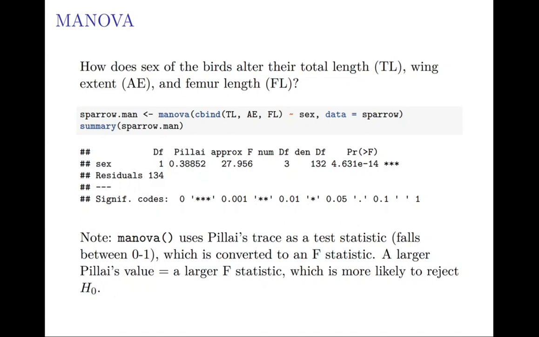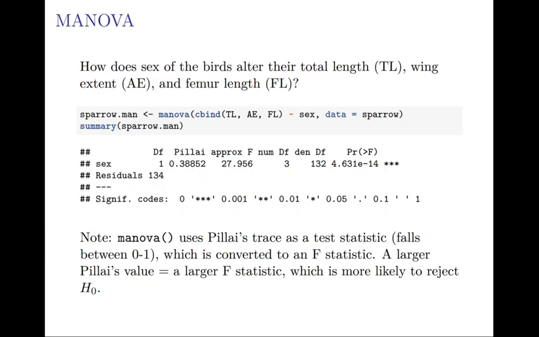And so the code for this is the manova function, and what you do is you cbind 3 here, whatever columns you're interested in, you can cbind them. And so here we're interested in these 3 columns, so we cbind those 3 and ask if that's as a function of sex, and the data is sparrow. And then you summarize it, and here we see that sex is significant, so there's a significant difference between male and female birds in this conglomerate set of 3 variables.